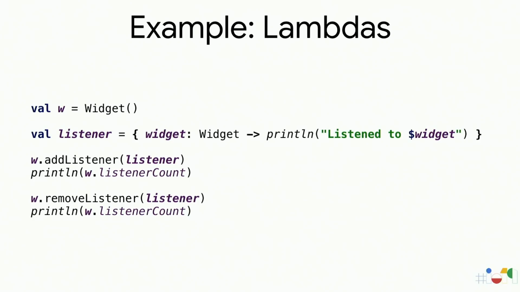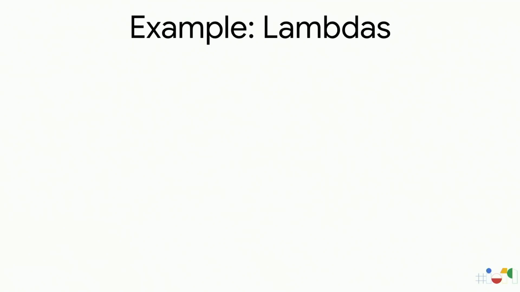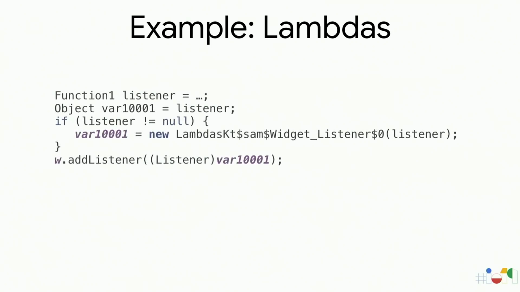What's going to happen is that when we print the number of listeners after adding it, it's going to say there's one listener. That's completely expected. But after calling remove, the number of listeners is still 1. The remove did not work. And to understand why it doesn't work, we have to look at the code that's generated by the compiler.